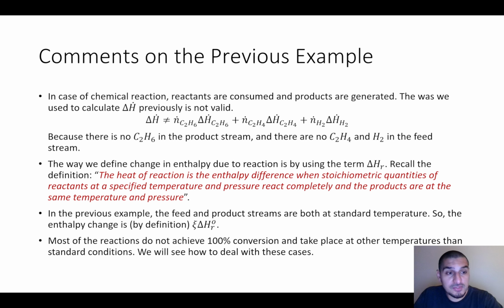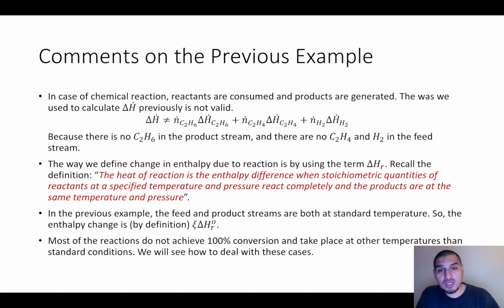The last point here is that the example that we solved was based on some assumptions which are not valid for most cases. For example, we said that the conversion of ethane is 100%, which doesn't happen in, I would say, 95% of the reactions. So we don't get this 100% conversion. The second is that we assumed the feed and the product are at the same temperature, which is also not a realistic assumption, because in most cases the reactions happen at different temperatures.